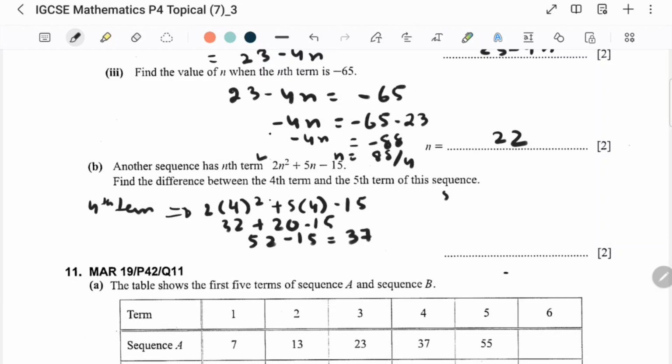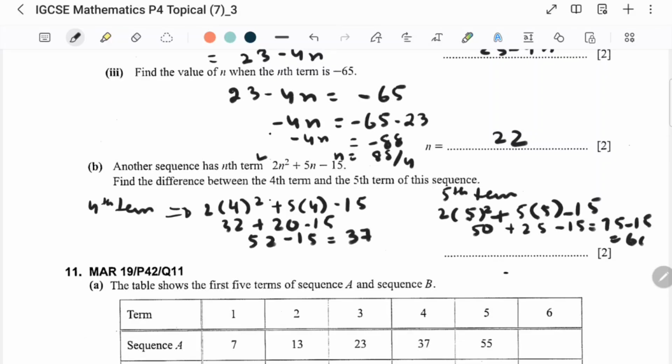Now find the fifth term. That is 2 times 5 square plus 5 times 5 minus 15. 25 times 2 is 50, plus 25 minus 15, which is 75 minus 15, equal to 60. Find the difference between the fourth and the fifth term. The difference is equal to 60 minus 37, which is equal to 23. That is the answer.